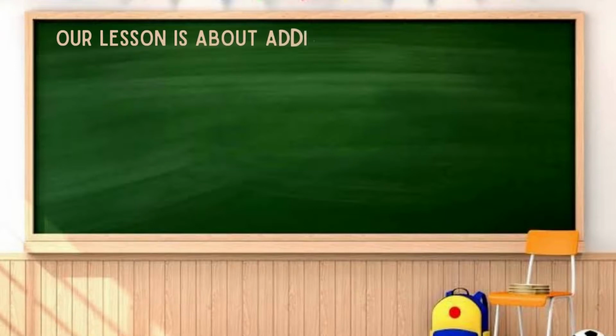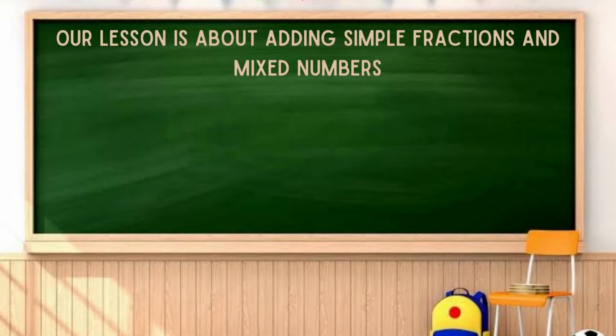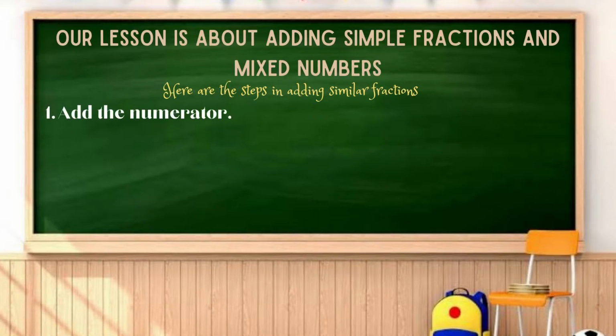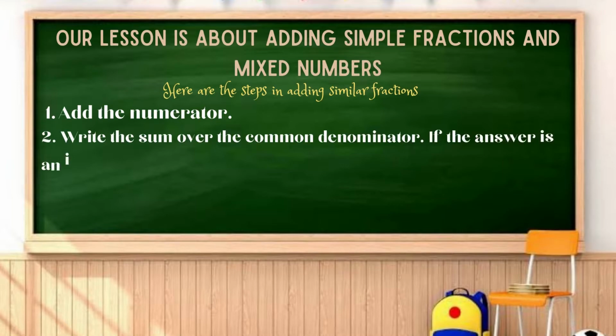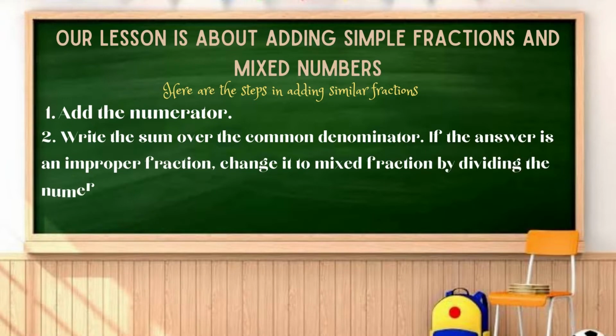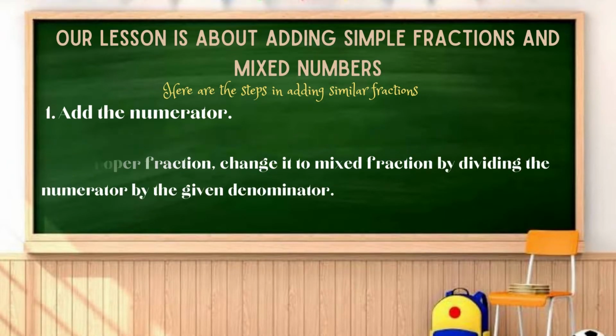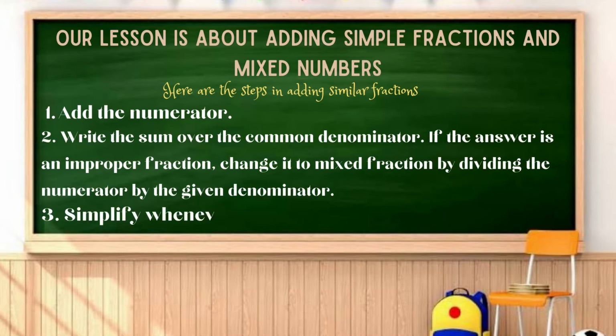Our lesson is about adding simple fractions and mixed numbers. To add similar fractions, here are the steps. First, add the numerator. Second, write the sum over the common denominator. If the answer is an improper fraction, what will you do? Change it to mixed number by dividing the numerator by the given denominator. And lastly, simplify whenever possible.